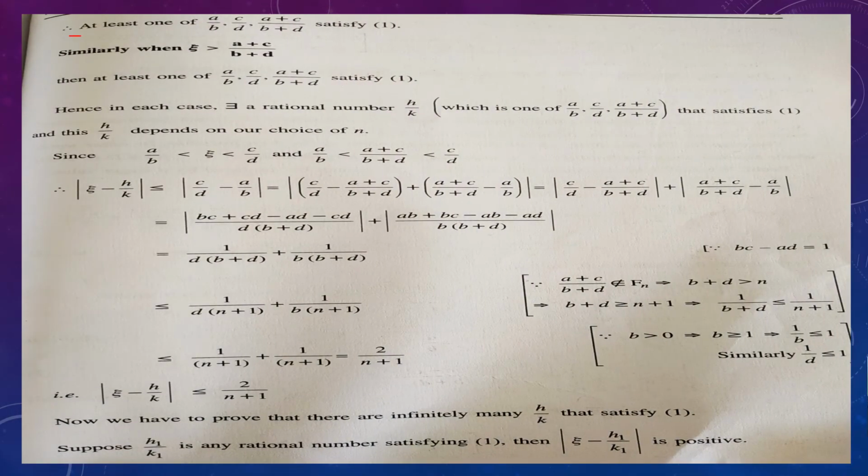So at least one of these fractions satisfies one. Similarly, if we take a xi greater than this, we also proved this thing. Now we have to show that there are infinitely many rational numbers, another part of the theorem. Therefore, in each case, there exists a rational number h by k satisfying the equation.